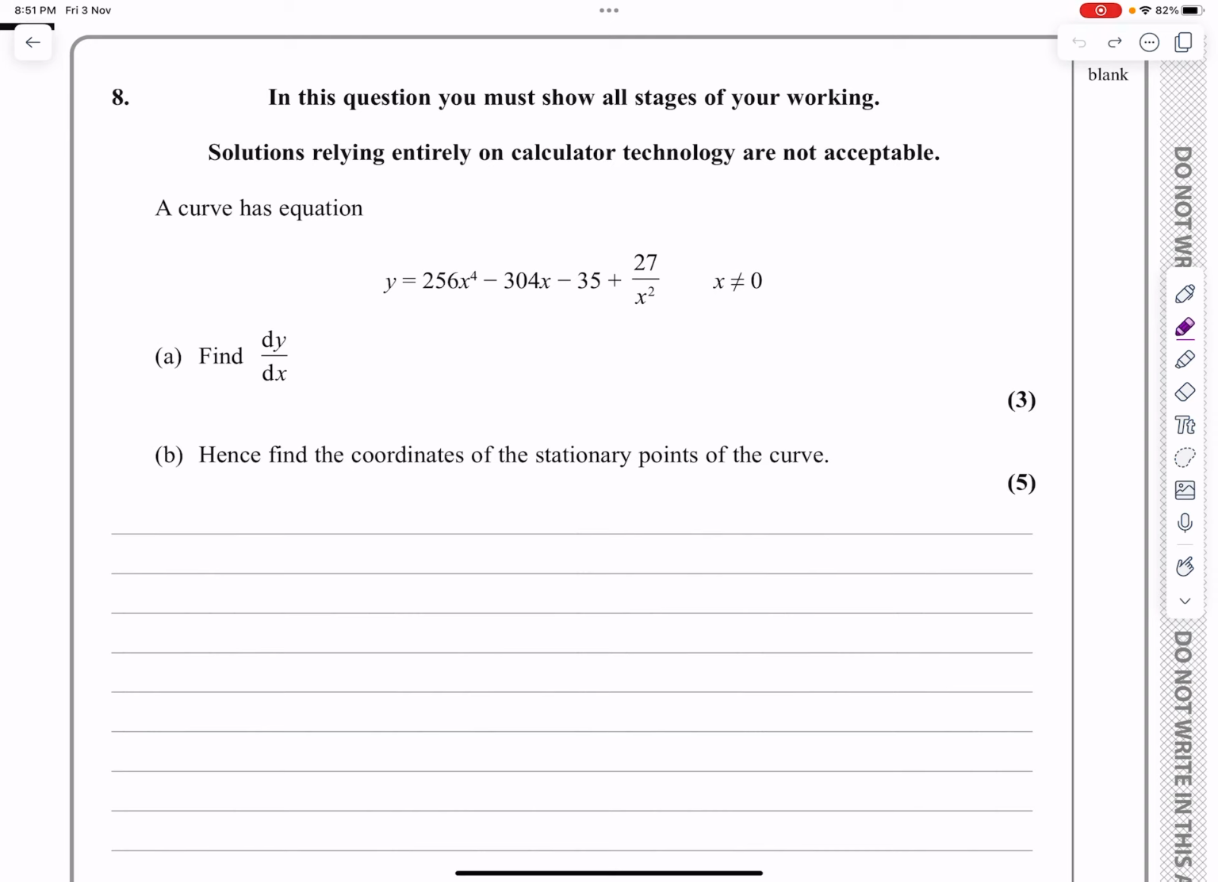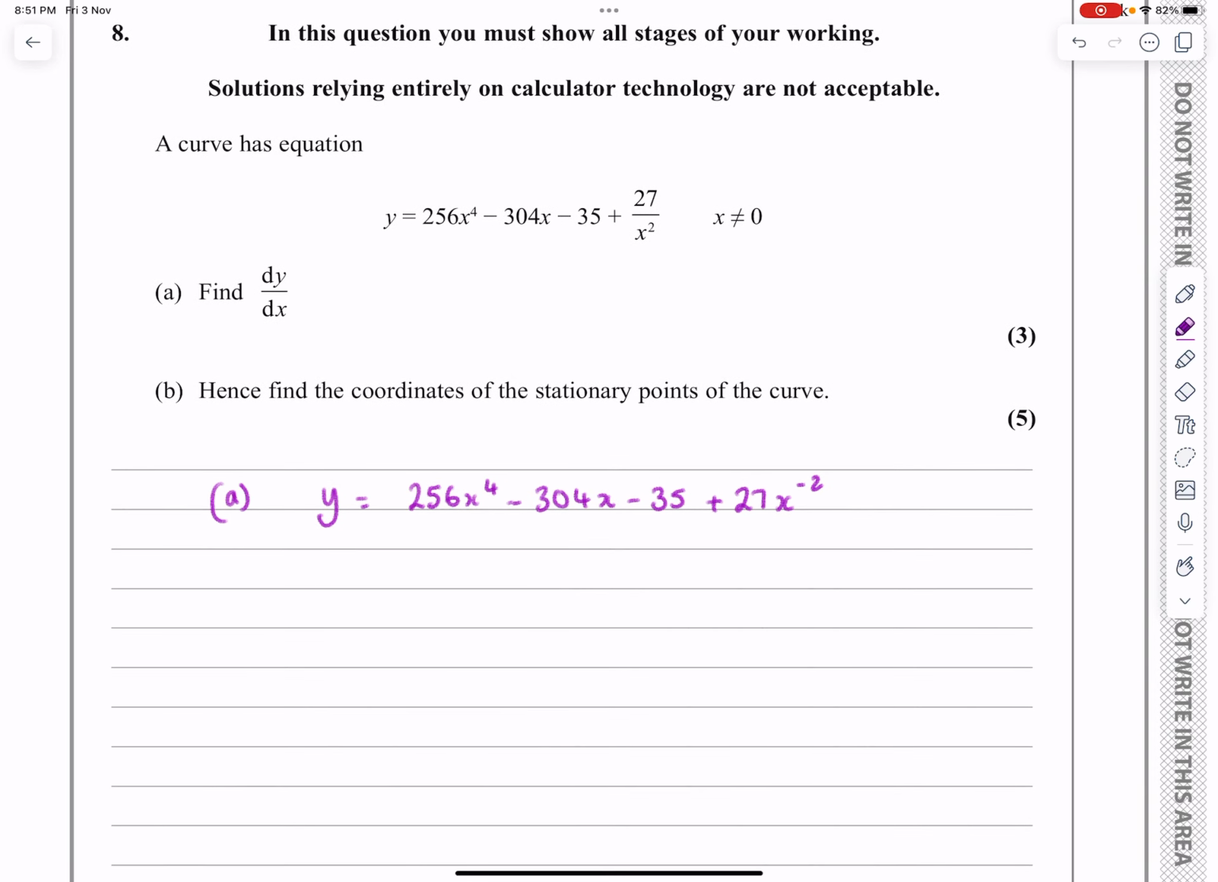We've got that for part A, y is given by this function, 256x to the 4 minus 304x minus 35 plus 27 over x squared. What I'm going to do is get this ready to be differentiated by calling it 27x to the minus 2. So I put it in a format where that can be differentiated.